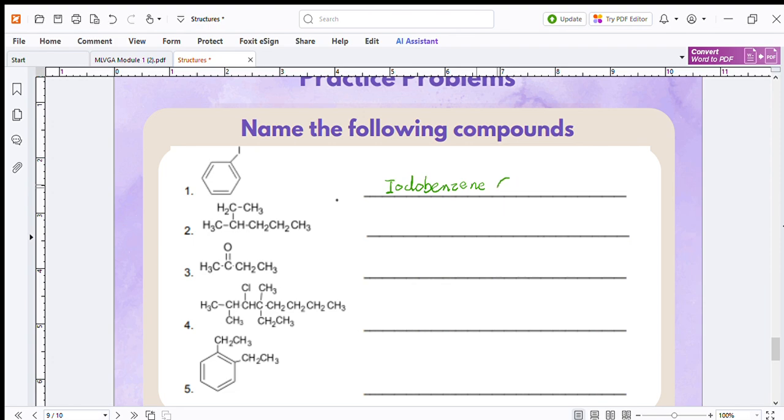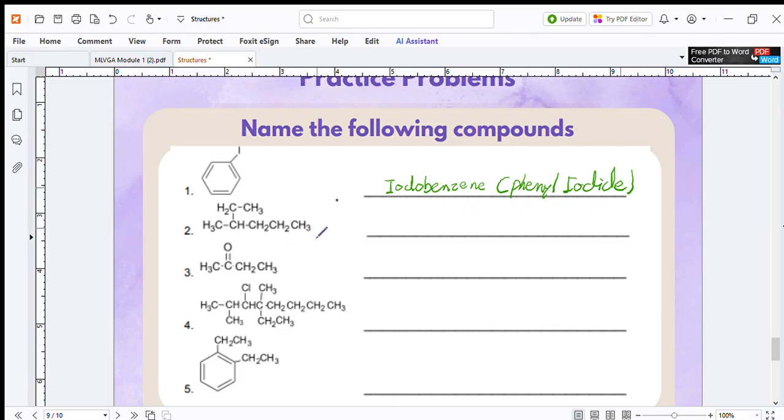Then yung common name niya, we just memorize it. It's the phenyl iodide. Phenyl iodide. I-memorize lang po ito. So that comes with the number 1. When we come to number 2, pwede na po tayo mag-number dyan at gamitin ang rules.